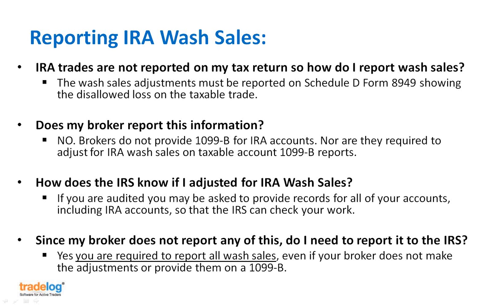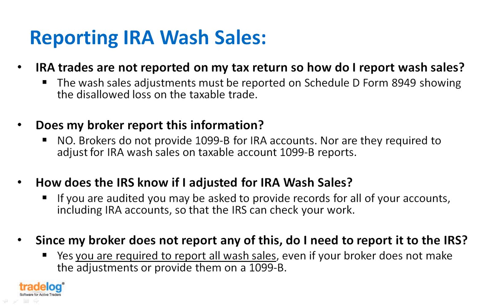Now, many people often ask too, does my broker report this information? And the answer is no, for a couple of reasons. Number one, brokers do not provide the 1099-B for IRA accounts. They don't provide that to you, and they don't provide it to the IRS. Also, brokers are not required to adjust for IRA wash sales in your taxable accounts. So you are required to do this, but the broker is not. They only have to adjust the wash sales that occur within the same account and for identical QSIBs.